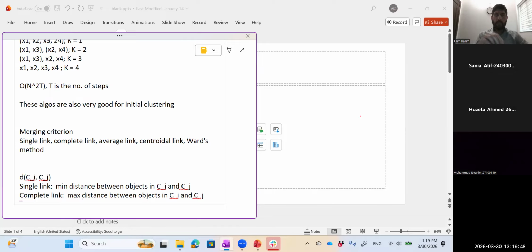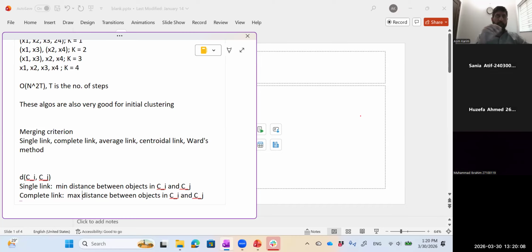Obviously, this is a measure. If you have selected this measure, you decide to merge those two clusters that have the minimum complete link. And complete link itself is defined by the maximum distance between objects in those two clusters.